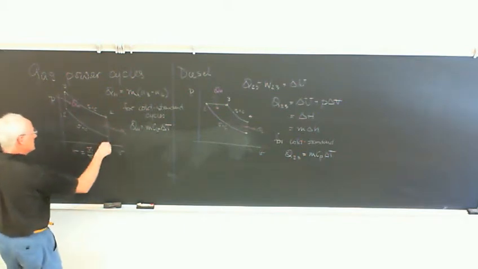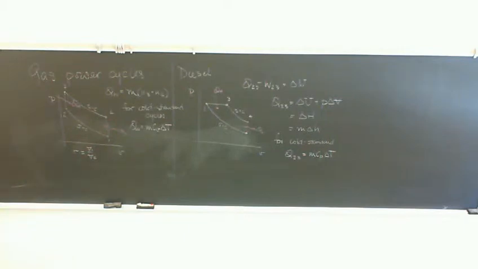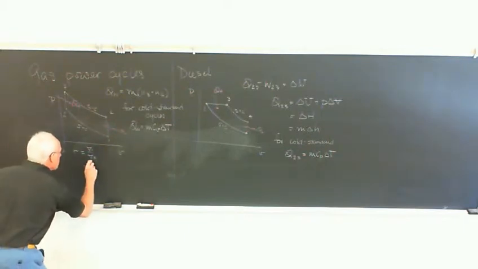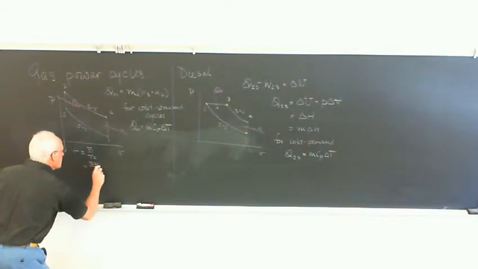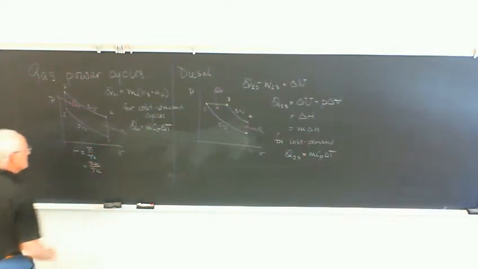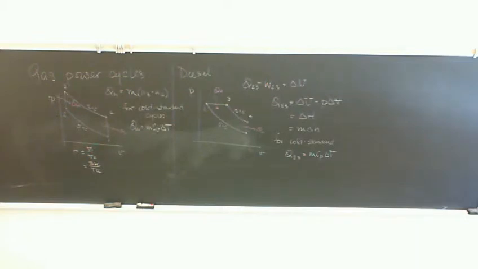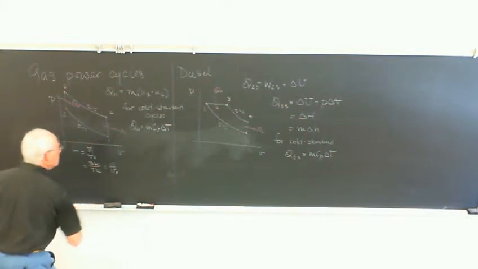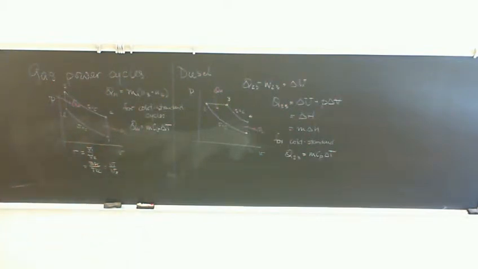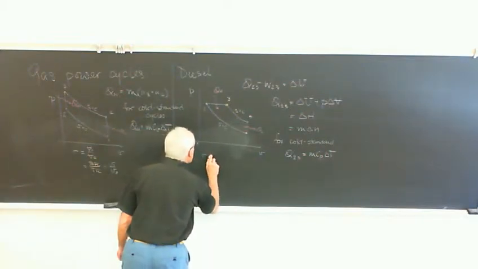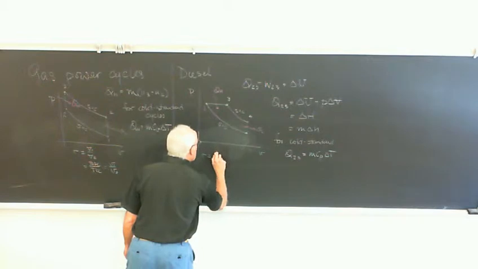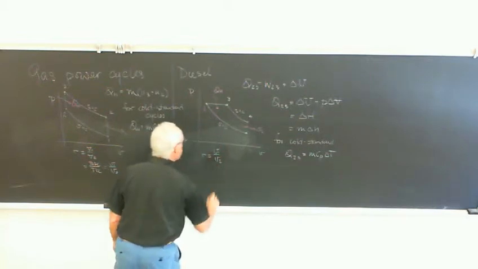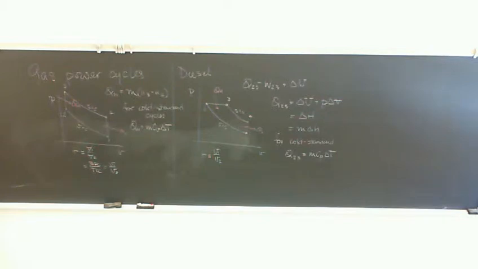Because you couldn't look at the picture and come up with that. Remember, that's the volume at bottom dead center over the volume at top dead center. And of course, it also works for the specific heat ratios because it's a closed system, so the mass was just divided out. We have that same definition over here. We have, again, the compression ratio defined over here in exactly the same way.